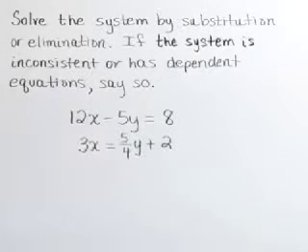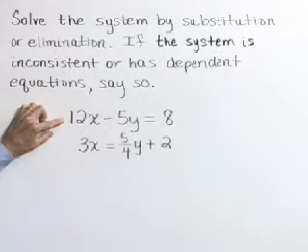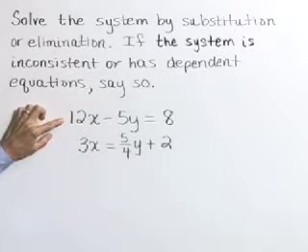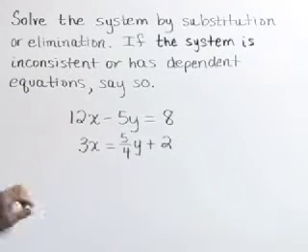Solve the system by substitution or elimination. If the system is inconsistent or has dependent equations, say so. Here we have the system, which contains the equations 12x minus 5y is equal to 8 and 3x is equal to 5/4 y plus 2.